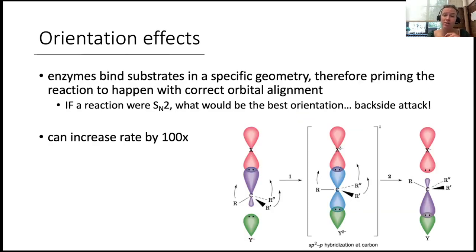So what else does the active site do? Well, it orients the substrates so that they are going to react well. When things bump together, they don't just automatically react. We need the bumping together to happen in a way where the orbitals are correctly aligned to form that new bond.